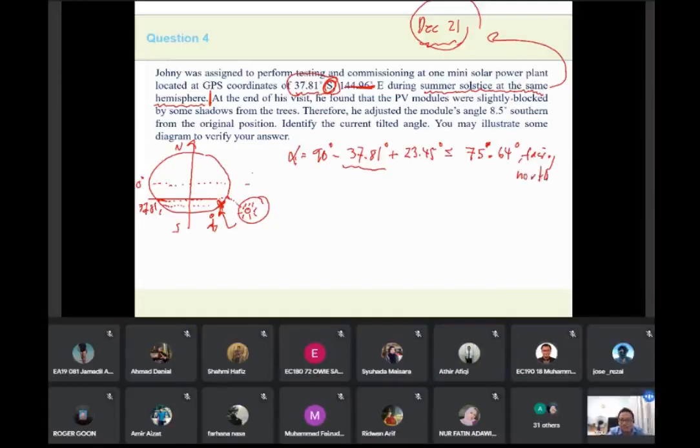Sebab apa north? Sebab kita based on equator ni. Equator kat sini. Kita in the south, we facing to the north. So, there's no degree more than 90, so proceed with the T angle. Just like that. 180 minus 90 minus with 75.64, and you're going to get the answer of what?